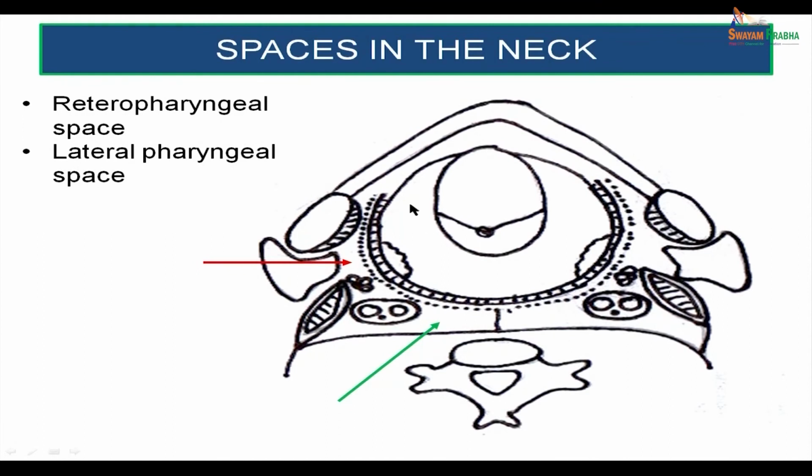Now, we come to spaces in the neck. There are two spaces in the neck, the retropharyngeal space and the lateral pharyngeal space. Here the green arrow is showing you the retropharyngeal space. There are two on either side, and the lateral pharyngeal space, two on either side.